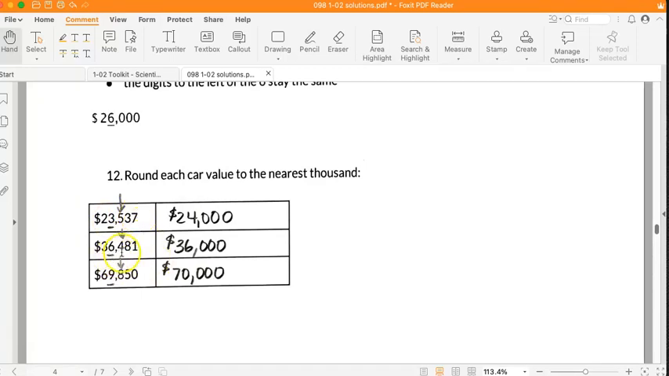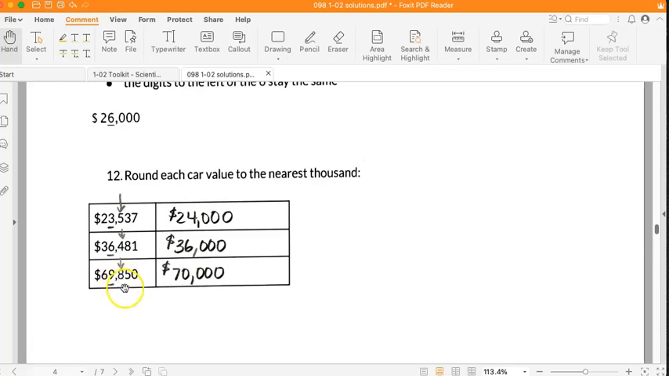Here, we're only looking at the 4, so that's part of the reason why I named it the decider, because we're not paying attention to that 8. That 8 might seem like, oh, we should maybe round the 4 up to a 5 and then round this up to 37. Nope. We ignore everything else. We only look at the 4. And so this is going to be $36,000.